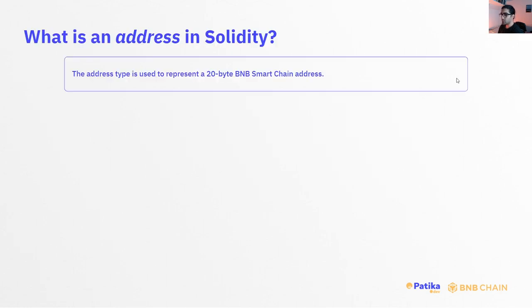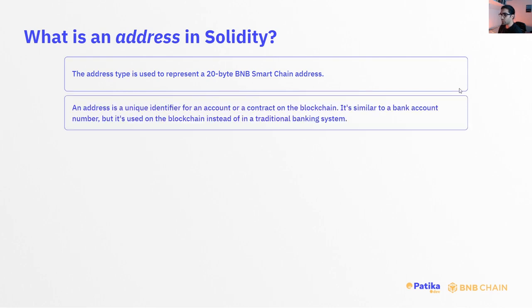The address type is used to represent a 20-byte BNB smart chain address. An address is a unique identifier for an account or a contract on the blockchain. It's similar to a bank account number, but it's used on the blockchain instead of in a traditional banking system. So it's a special data type to Solidity. Even if you are coming from other programming languages, you might not be familiar with the address data type, but we'll get into details and give some examples here.